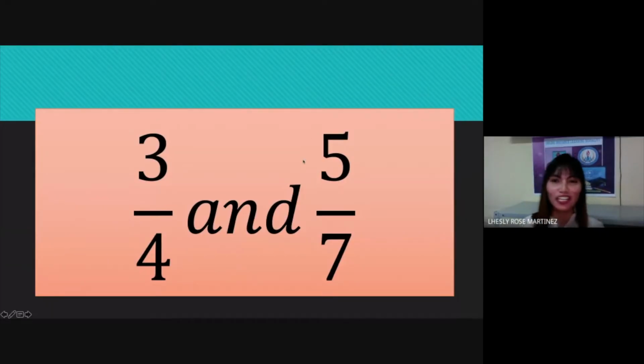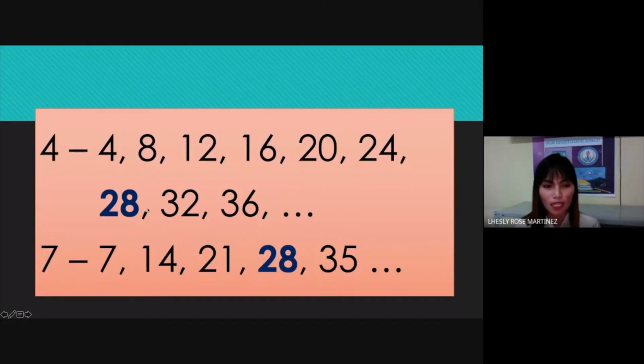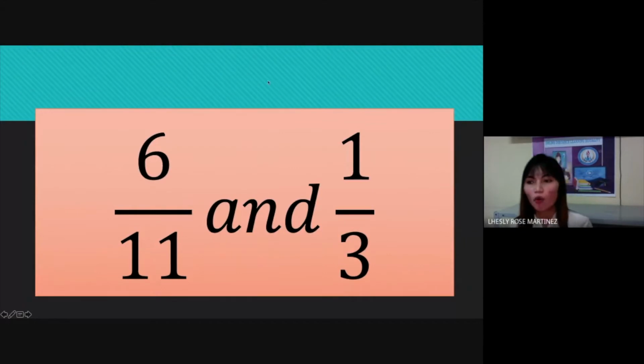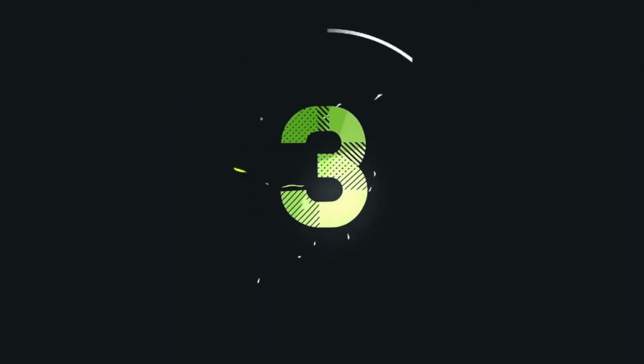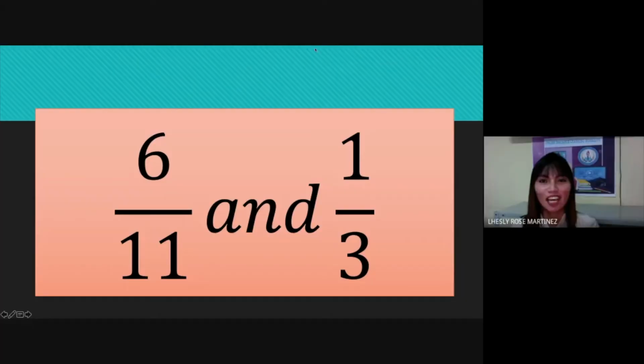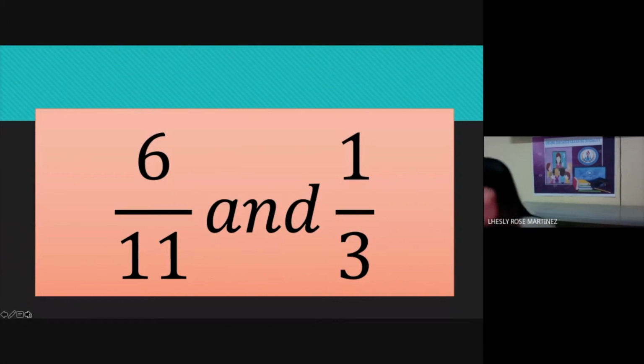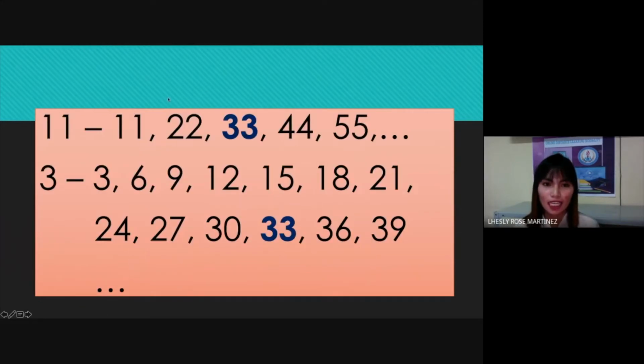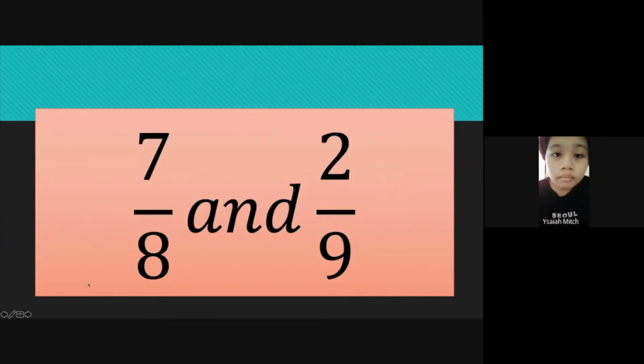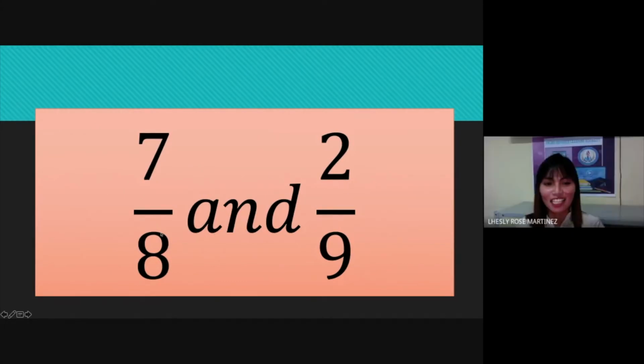Time's up. Show your answers. Very good, the correct answer is 28. These are the multiples, so the LCD or LCM is 28. Next question: 6/11 and 1/3. Time's up, raise your board. The answer is 33, which is the least common multiple or least common denominator. Next: LCD of 7/8 and 2/9.